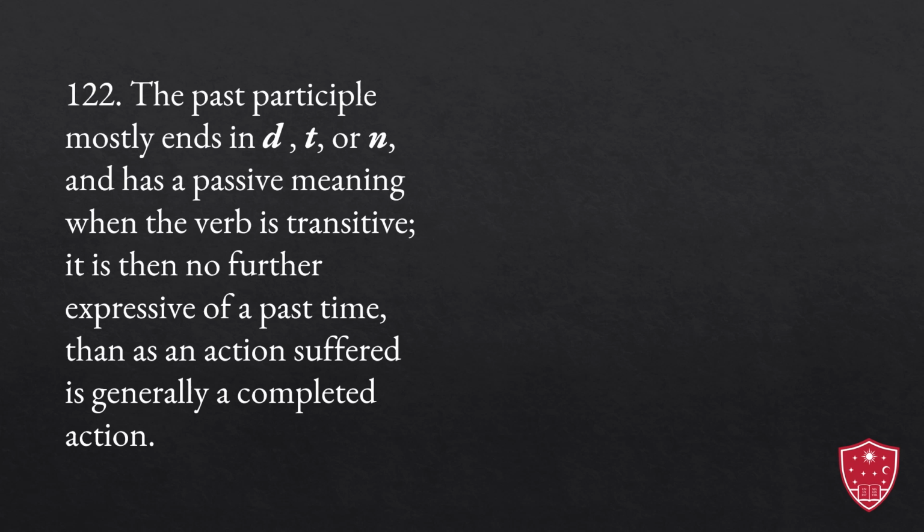And it has a passive meaning when the verb is a transitive verb. The past participle mostly ends in D, T, or N and has a passive meaning when the verb is transitive. Let's take a look at the examples to see exactly what this article is telling us.